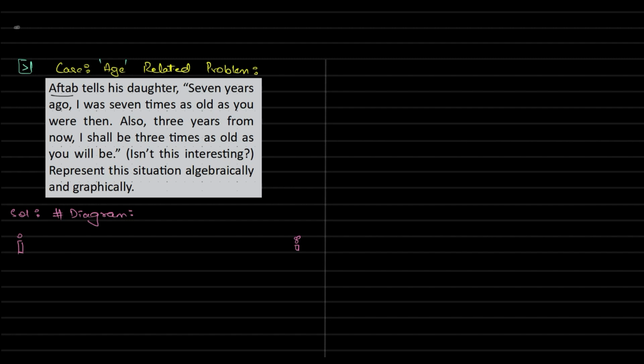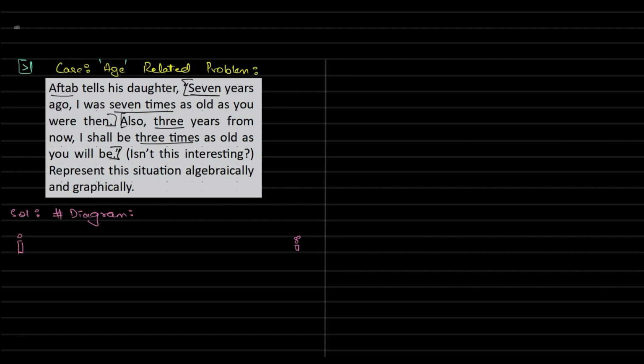So what is the person telling? He's telling his daughter, 7 years ago, so underline the keyword, I was 7 times as old as you were. This forms equation 1, so let's mark that. Also, 3 years from now, I shall be 3 times as old as you will be. That's your second half. Represent this situation algebraically and graphically.